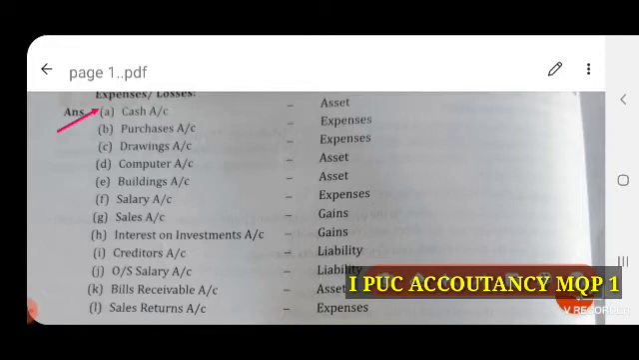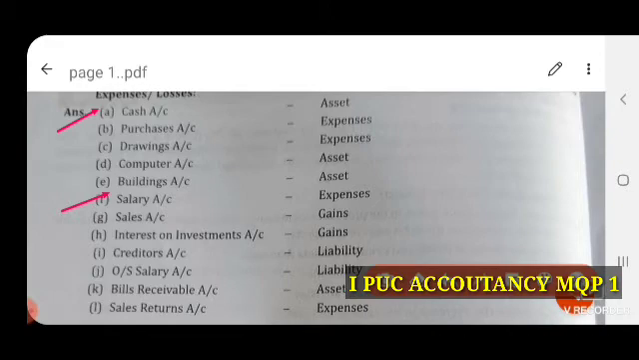Cash comes under asset, purchases is an expense, drawings is an expense, but we can write capital account also. Computer is an asset, building is an asset, salary is an expense, sales is an income, that is gain.